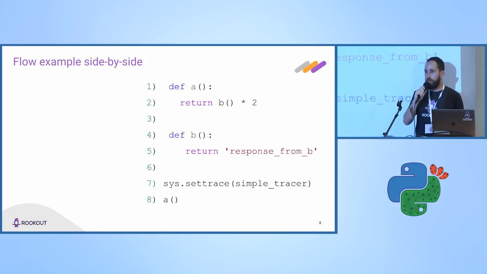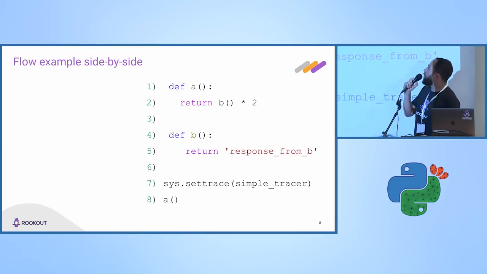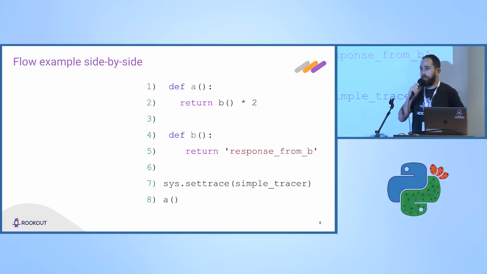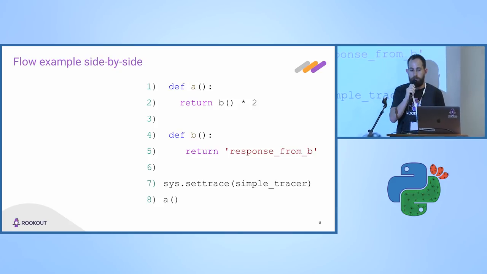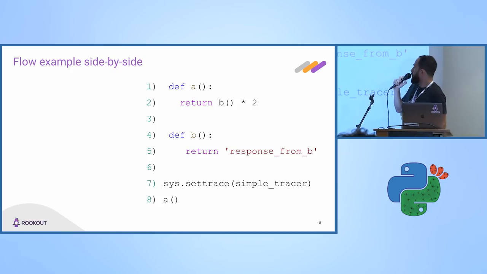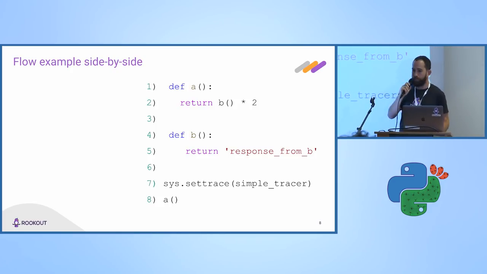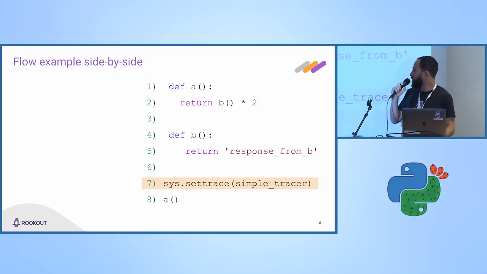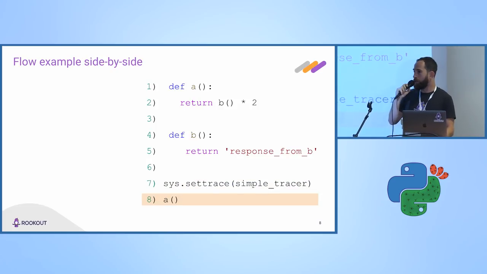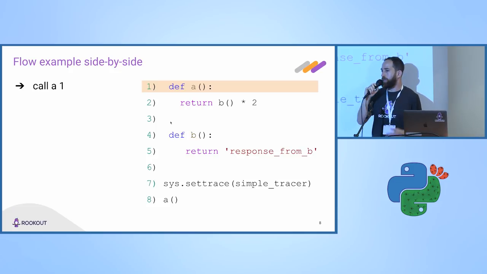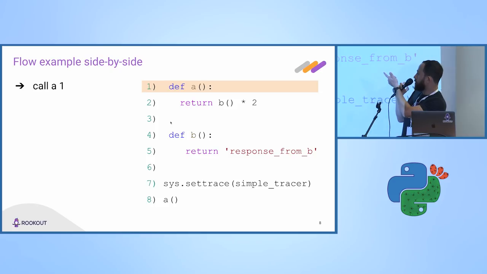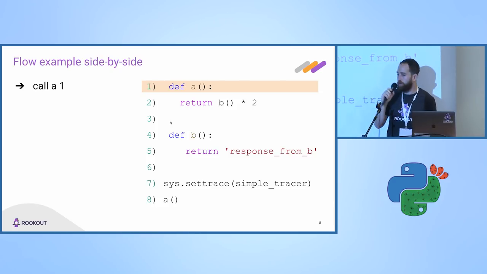Let's see what happens when we run a sample code with our sample tracer. Function A returns B times 2. Function B returns a string. We call sys.settrace and then we call A. So calling sys.settrace doesn't have any output, neither does calling A. But just as we enter A, our callback is executed for the first time. We get the argument call, the function name is A, and the line number is 1.